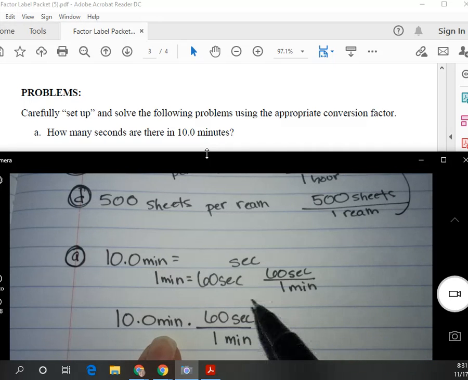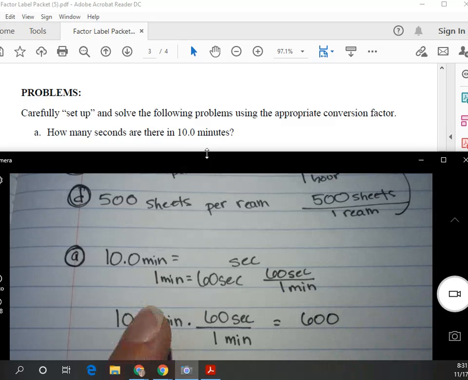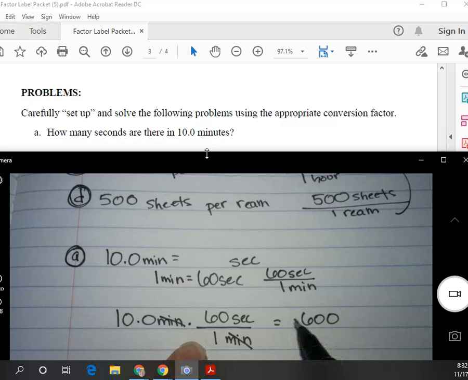Just like you guys said, just multiply it. 10 times 60 is 600, right? Yes, because you add 2 zeros. But my minutes cancel out because I have one on the top and one on the bottom, so I get rid of them. Minutes divided by minutes gives me 1, and when I multiply by 1, I get my 600 seconds.